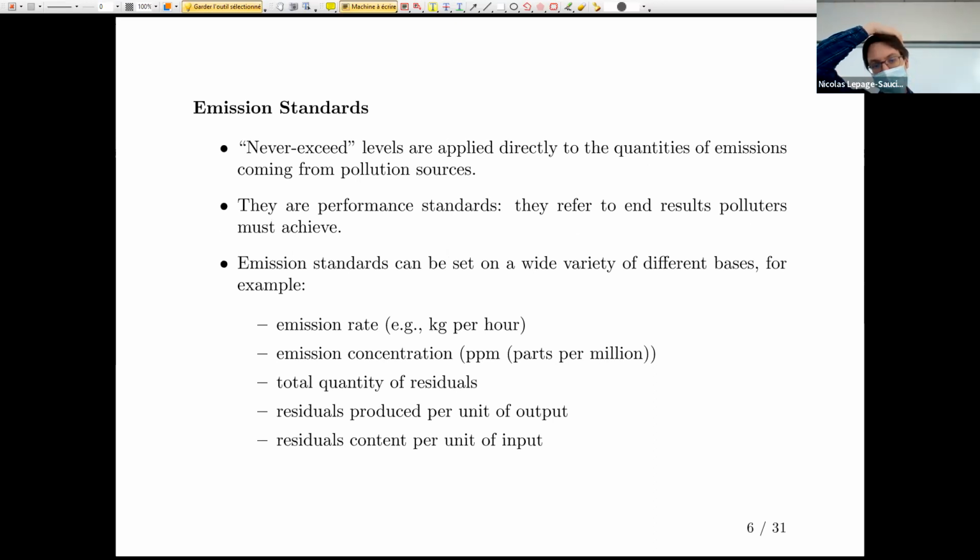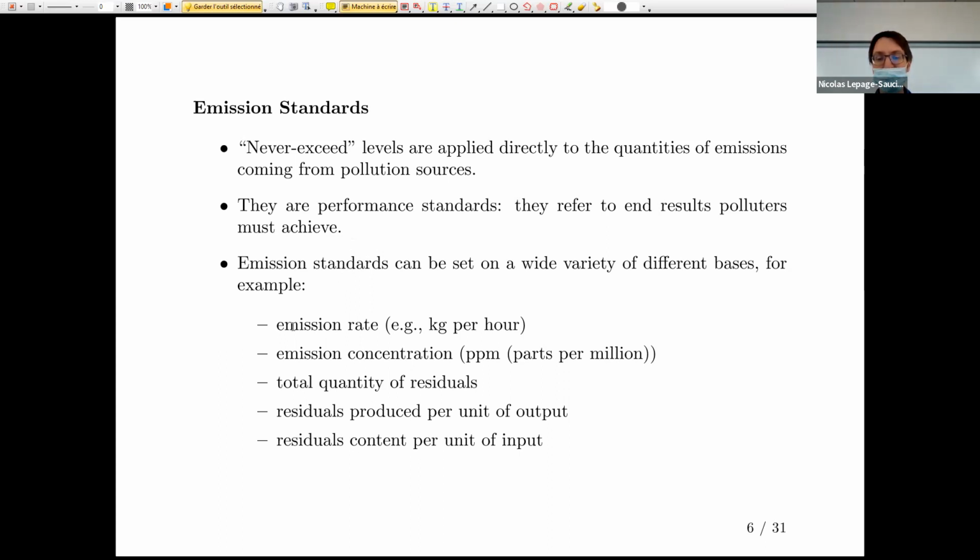Yeah, so emission standards are something like never-exceed levels. They apply directly to the quantities of emissions coming from pollution sources. So they are performance standards, meaning that they refer to the end results that polluters must achieve, however they achieve it. So they can be set in a wide variety of different ways.